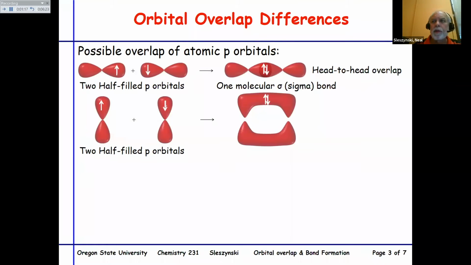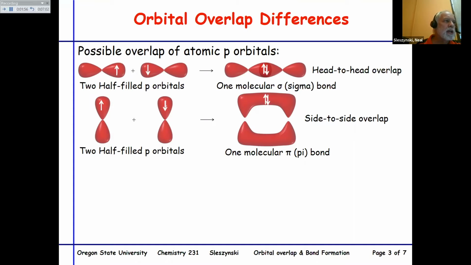Well, the p orbitals show up in all of the Cartesian coordinates. What happens if we end up with two p orbitals that are not aligned head to head, but are aligned side to side? Again, we have one electron in each of those p orbitals. As they combine to give us one molecular orbital, we have now not head-to-head overlap, but side-to-side overlap. And when we have this side-to-side overlap, we will form a pi bond between those two atoms that are coming together to form a molecular orbital.